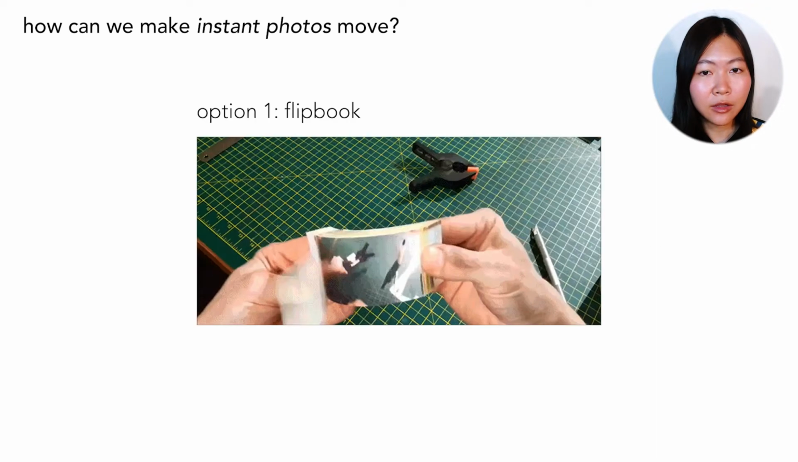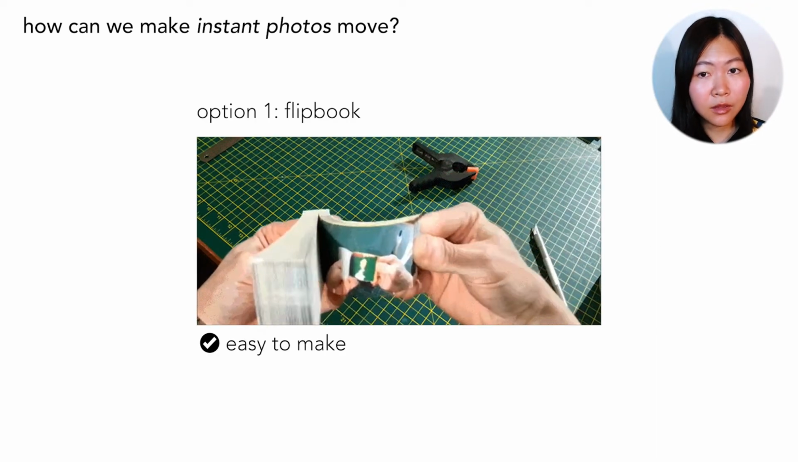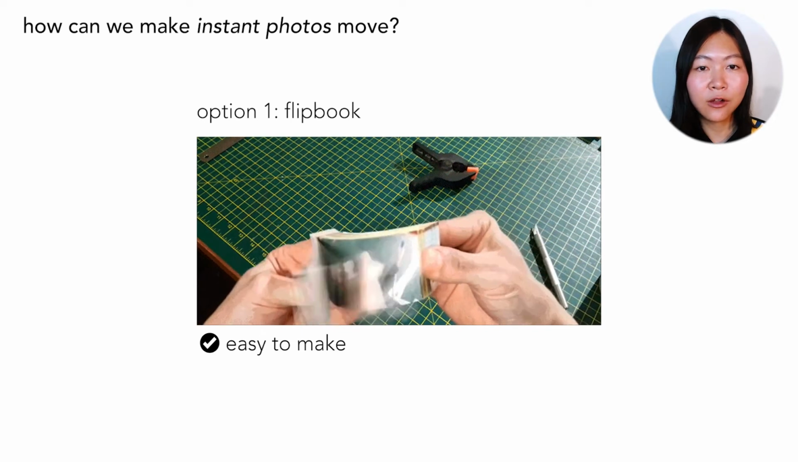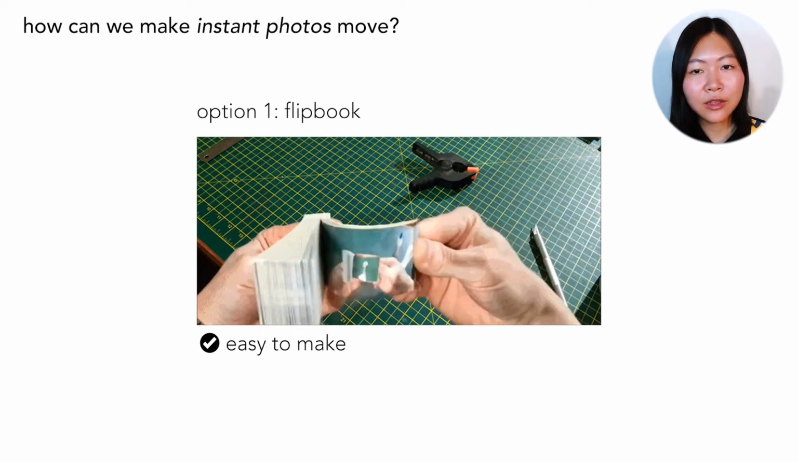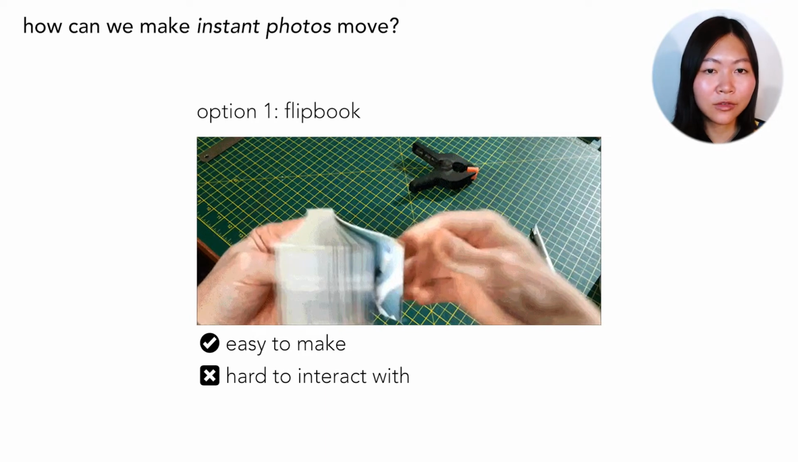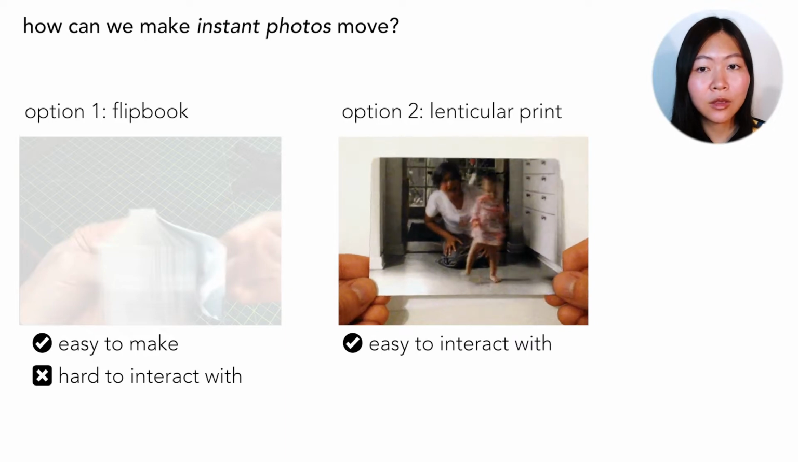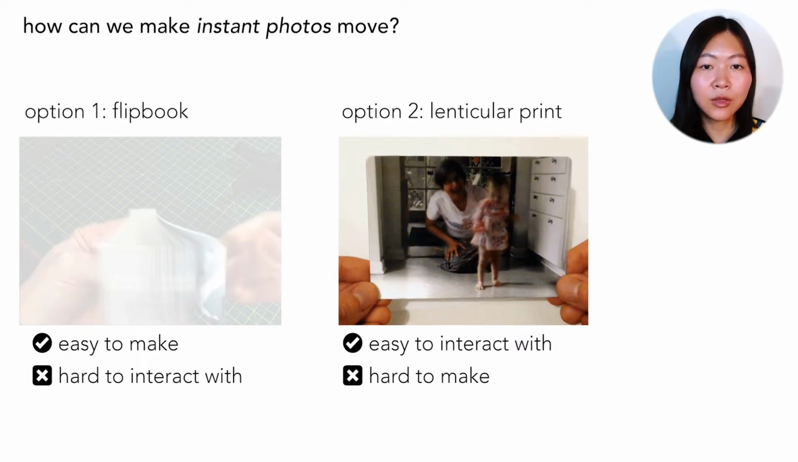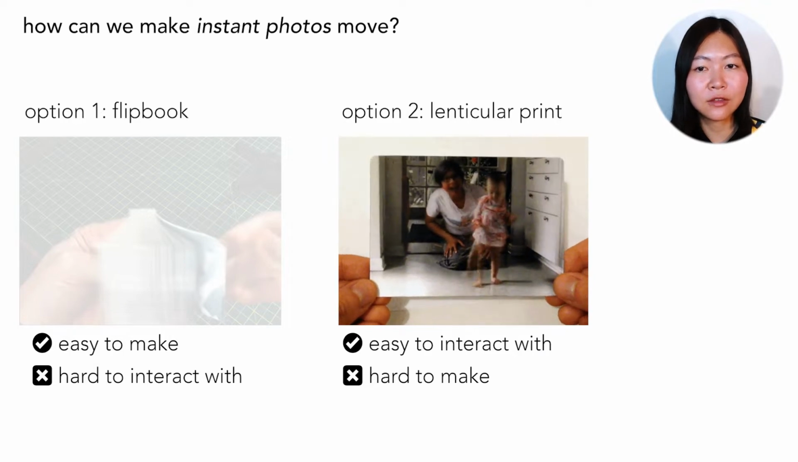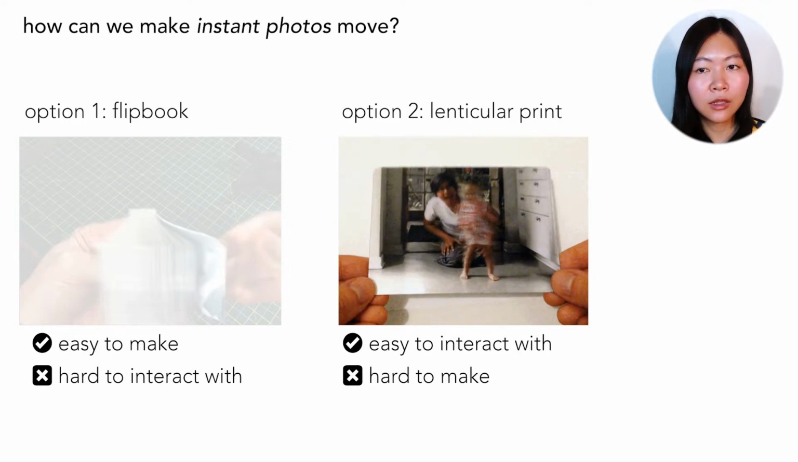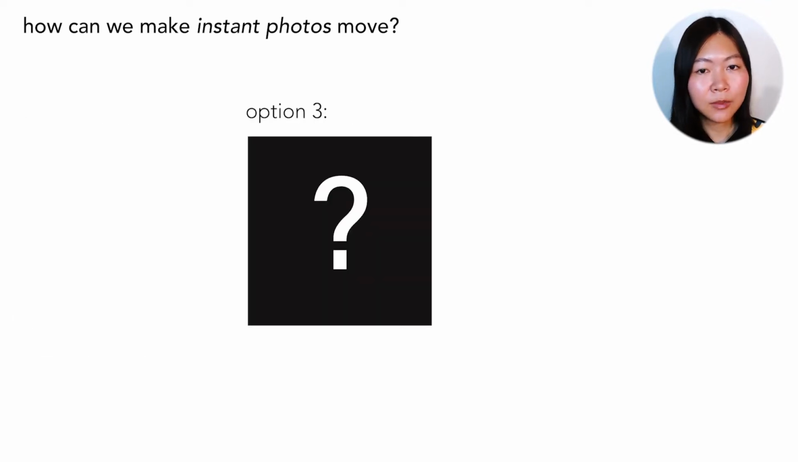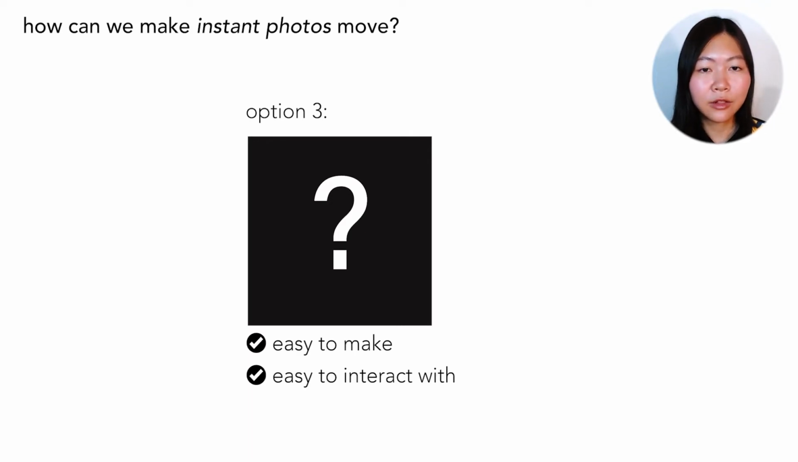We could try making a flipbook. They're easy to make and can easily be integrated into an instant photography workflow. However, they can also be a bit flimsy and awkward to use. Lenticular prints, on the other hand, are intuitive to interact with, but they require lenticular sheets that can only be made using special manufacturing techniques. So they can't easily be fabricated and don't give end users a lot of flexibility. A good animated photograph would be easy to fabricate like a flipbook, and easy to interact with like a lenticular print. So we want something that's sort of in between the two.